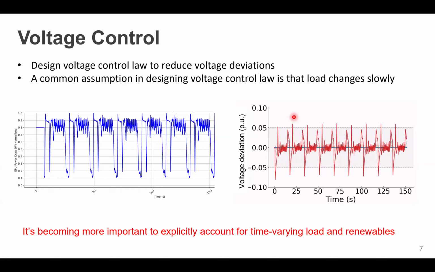Now considering that we have increasing penetration of large data centers and also renewable power sources, it becomes more important for us to explicitly consider the time-varying load and renewables in our voltage control problem.